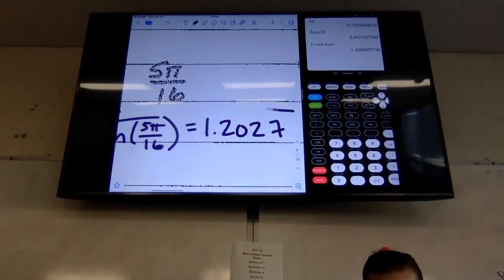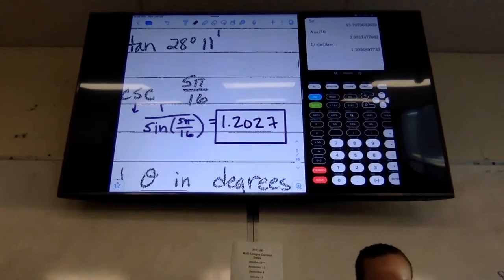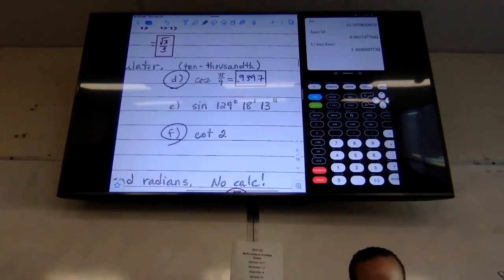1.2027. And so if you did not get that, I would break your answer up a little bit like I did. So I did my 5 pi divided by 16 first, and then I did 1 divided by sine of that answer. What do we do for B again? Or what answer do we get? For B, I got 0.9397.